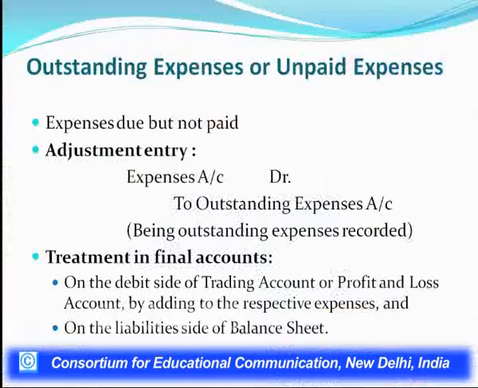So what entry we need to pass for it? Adjustment entry. For this we need to pass expenses account debit to outstanding expenses account. For example, if wages are outstanding, then we will pass entry wages account debit to outstanding wages account. Similarly, if salaries are outstanding, then we shall pass the entry salaries account debit to outstanding salaries account.